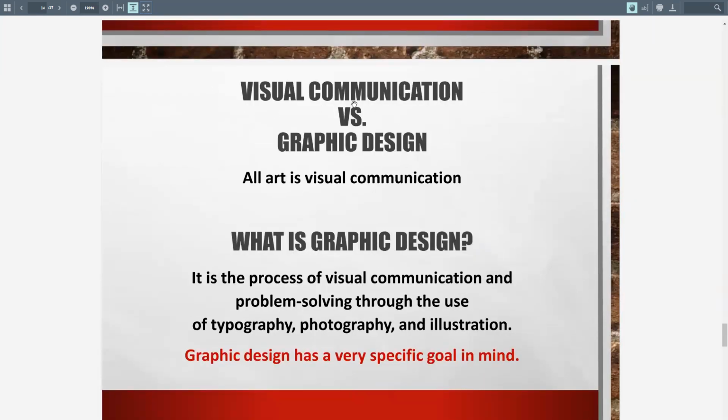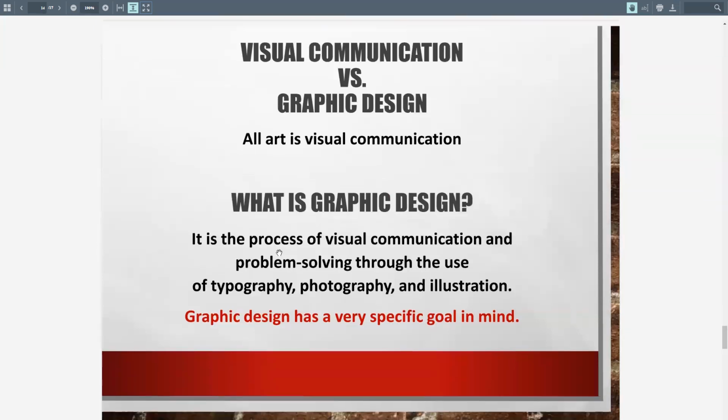Visual communication versus graphic design. They are very similar. Technically, all art is visual communication, right? We see art and our brains are perceiving it. We're trying to figure out, what is this telling me? What is this image about? Okay. So whether or not you believe it to be true, all art is visual communication somehow, some way. People want to decipher things.